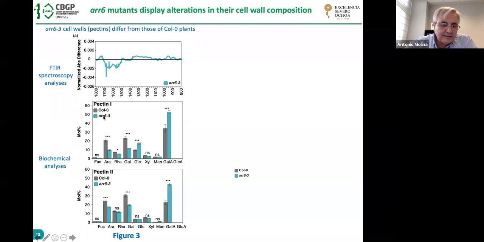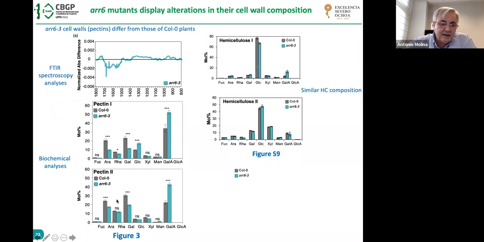Based on this, we analyzed the composition of the two fractions of pectins from this cell wall from the wild type and the mutant. And as you can see here, when we determine the monosaccharides in this pectin fraction from the wild type plant and the mutant, we found significant differences in the composition of the polysaccharides from this fraction, in the amount of different monosaccharides like arabinose, galactose, glucose. And as you can see here, in the mutant there is an enhanced accumulation of galacturonic acid, that is the main component of homogalacturonan. And we can see this in the pectin 1 and pectin 2 fractions.